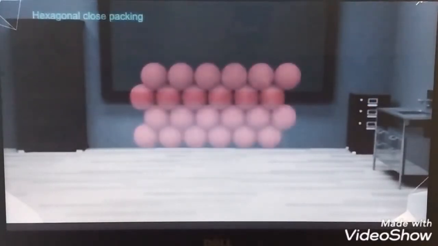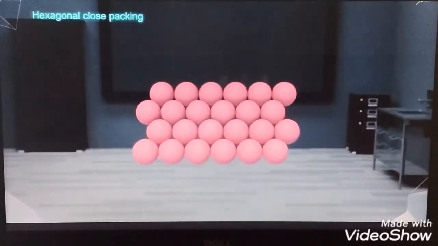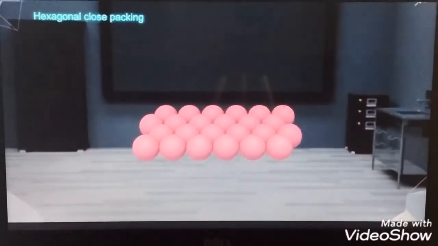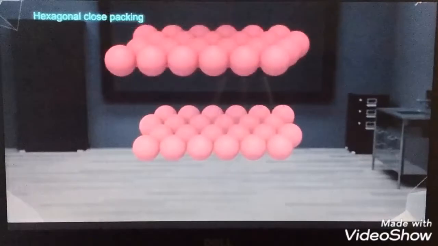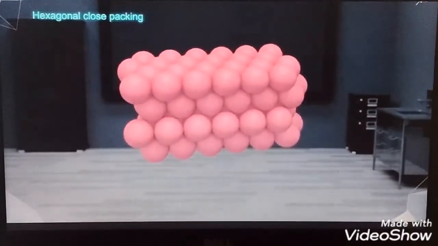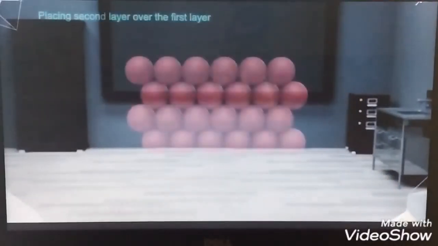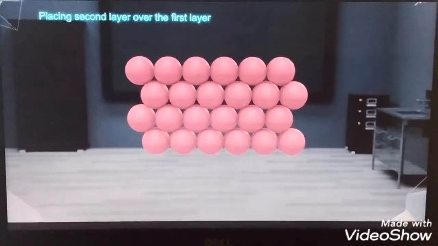3-dimensional close packing from 2-dimensional hexagonal close packed layers. The 3-dimensional hexagonal close packed structures can be obtained by placing 2-dimensional hexagonal structures one layer above the other. Placing second layer over the first layer.